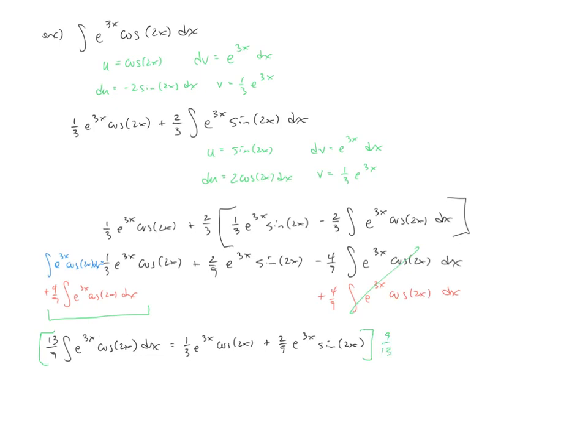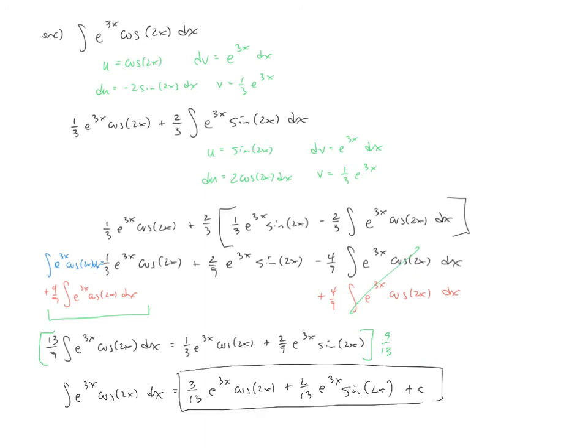So when I do that, I'll get the integral of e to the 3x cosine 2x dx equals 3/13 e to the 3x cosine 2x plus 2/13 e to the 3x sine 2x, and then we can't go all this way without forgetting our plus c, right? So add that plus c on there, and we have our final answer.